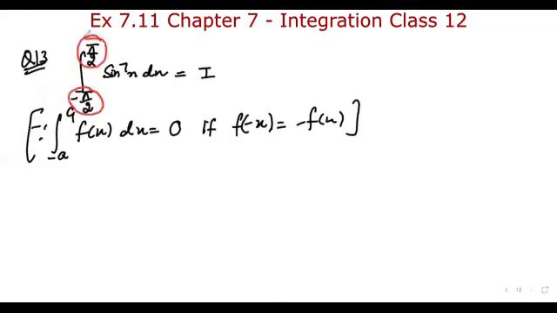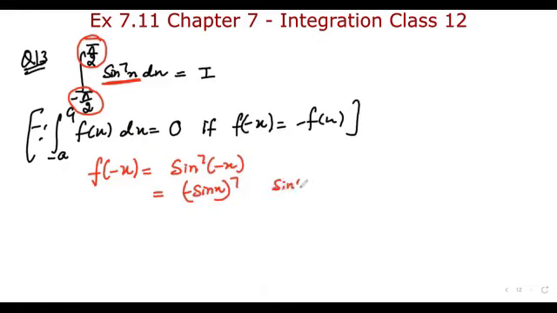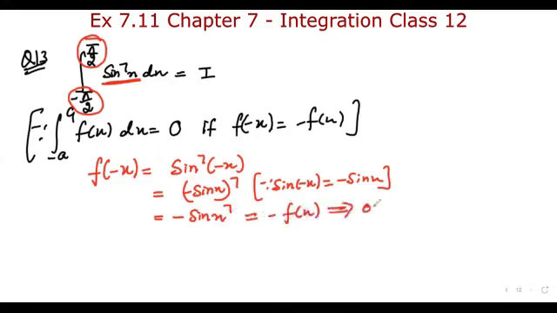Here we have the limit minus a to a. So when we have the limit minus a to a, we immediately check whether the function is odd or even. If I replace x with minus x, this will be sine raised to the power 7 of minus x. So it will be minus sine x whole power 7, because sine of minus x is equal to minus sine x. We must know this: sine is an odd function. So it is minus sine x raised to the power 7, which is equal to minus of f(x). This clearly implies that this is an odd function, and if the function is odd, then directly we can write our answer as 0.